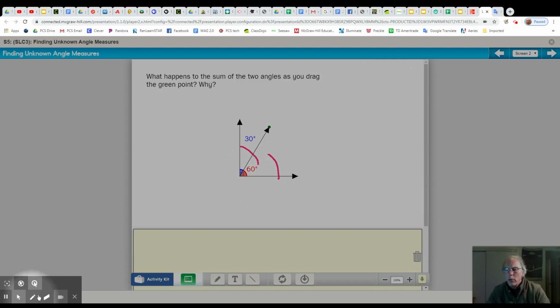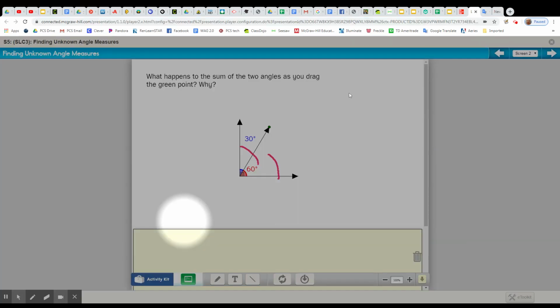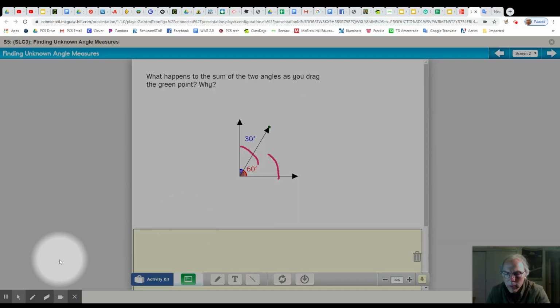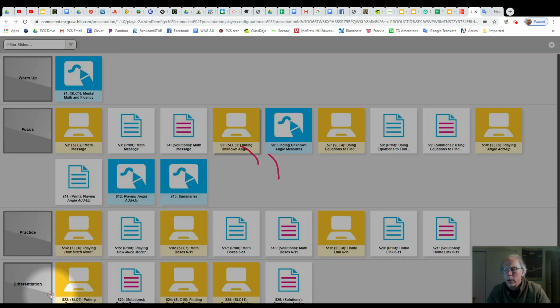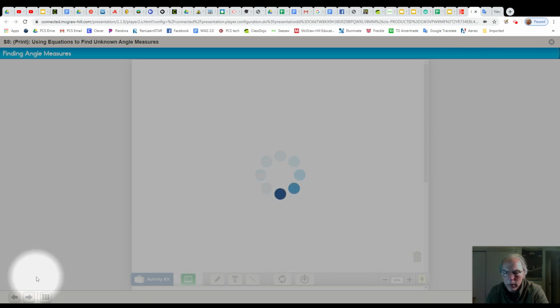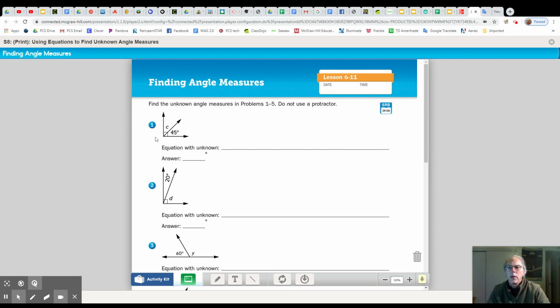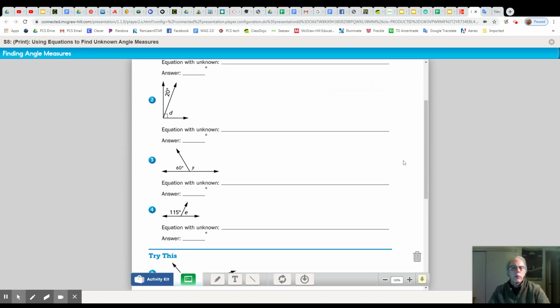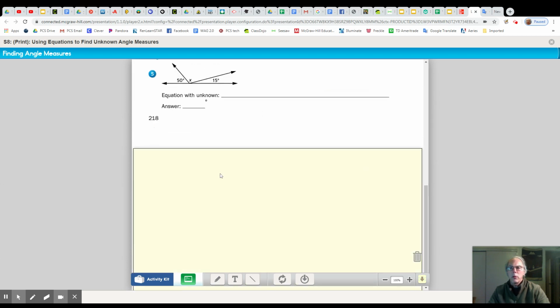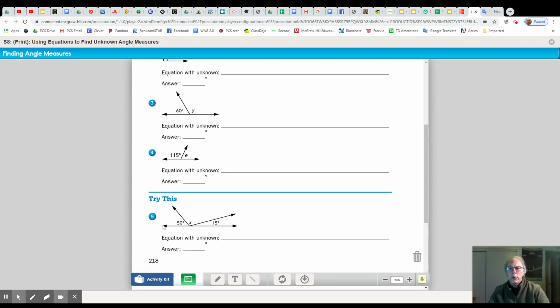Let's go ahead and jump over to our assignment for today. Whoops, that's not it. So Alt-T to get rid of that, so I can go down here. You're going to be working on this page right here. I'm going to turn off this little highlighter thing. You're going to be working on page, like I said earlier, page 218.